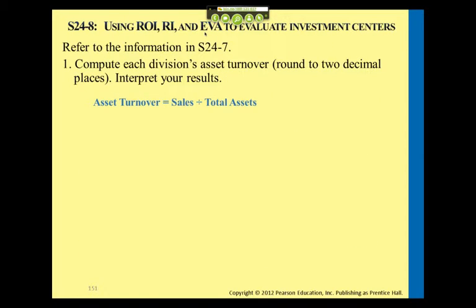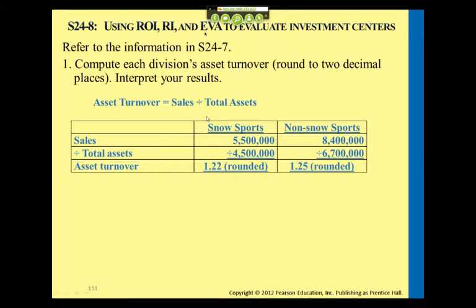So let's compute our asset turnover. That's the second component. We've done the first, now let's work with the second. It's sales divided by total assets. I'll put together a table where I plug in the numbers and find the asset turnover. So snow sport is 1.22 and the non-snow sport is 1.25. Those numbers are obviously rounded.